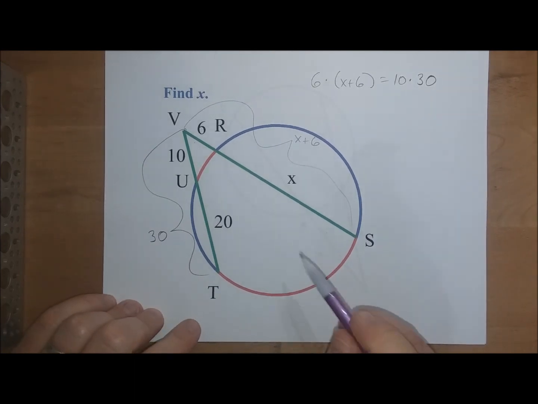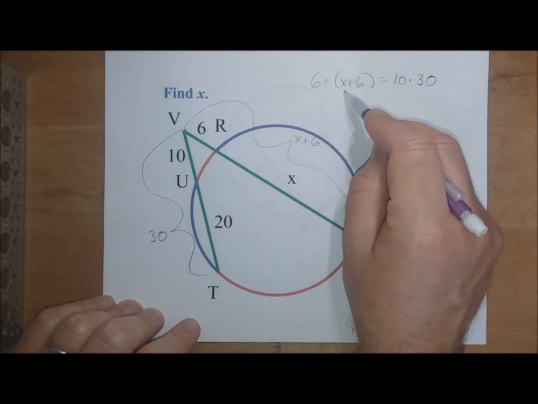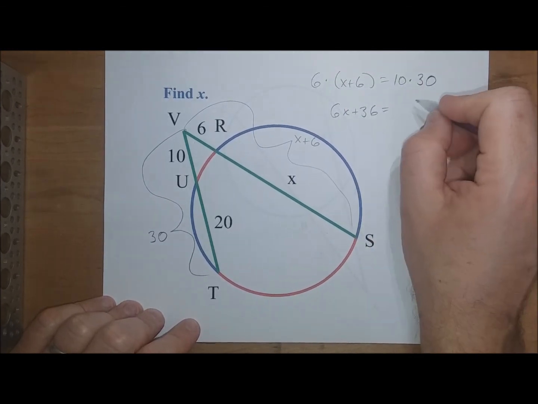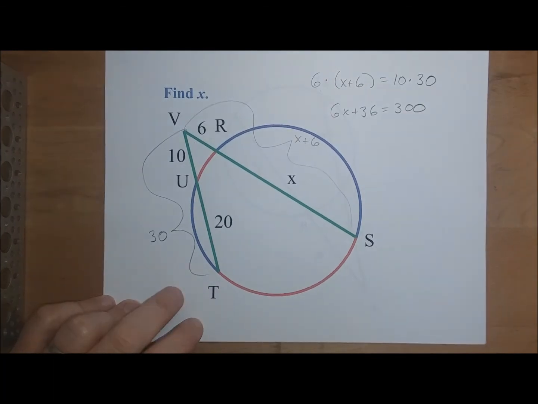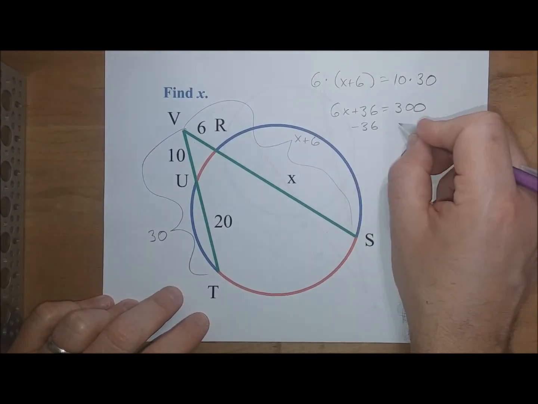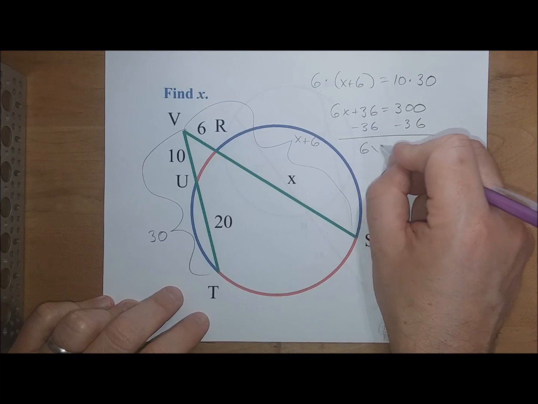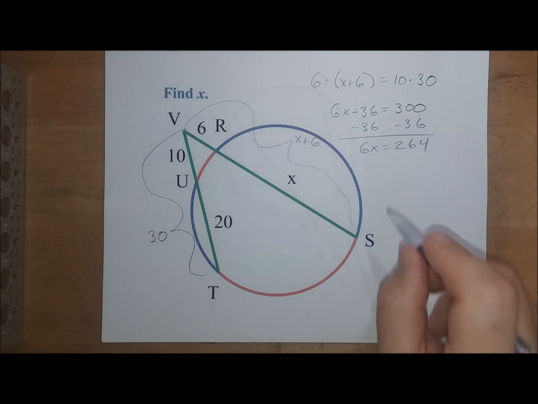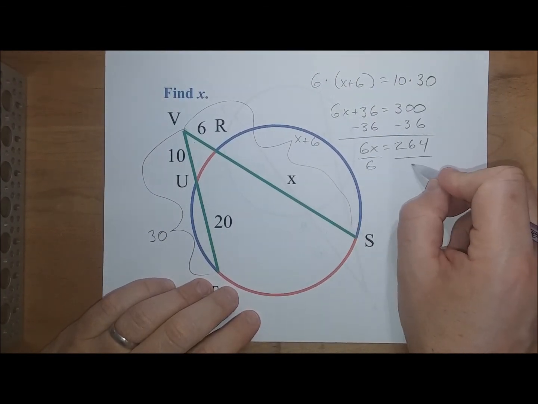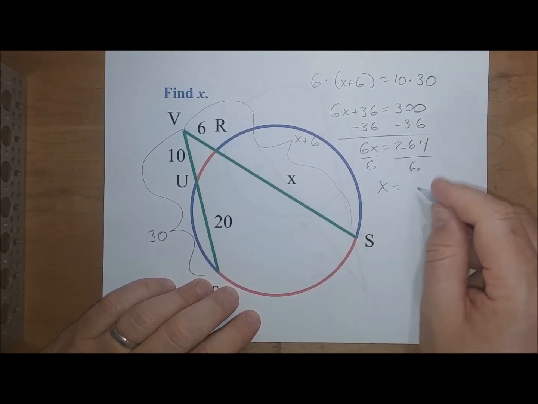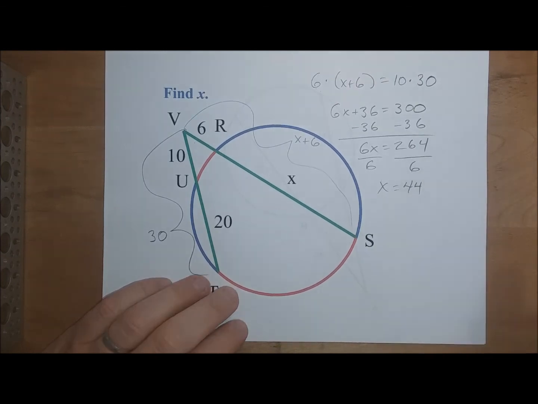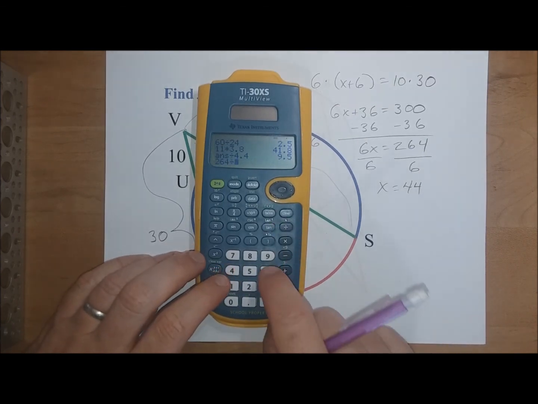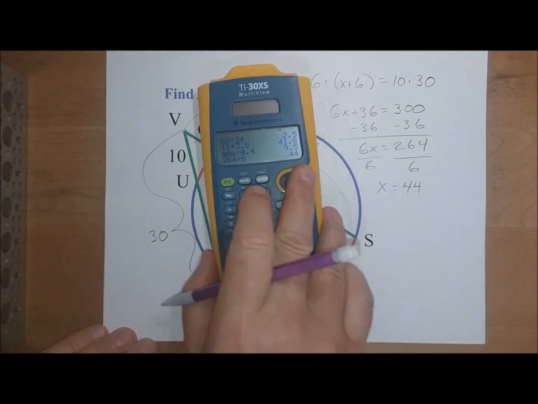Can we solve that for x? Absolutely. Let's distribute the 6. We get 6x plus 6 times 6 is 36 equals 10 times 30 is 300. I'm going to subtract 36 from both sides. I get 6x equals 264. And if I divide both sides by 6, something tells me I'm going to get 44. Is that right? Never trust your math teacher. 264 divided by 6. Hey, look at that.